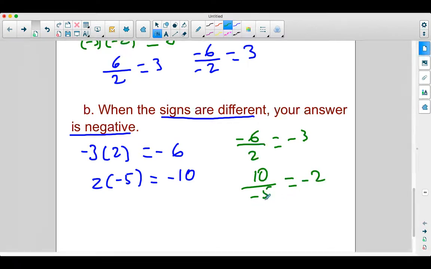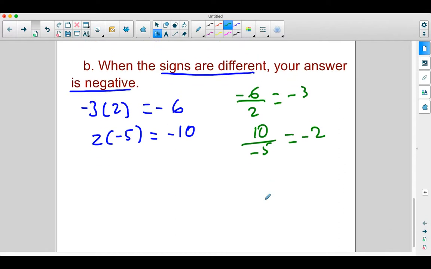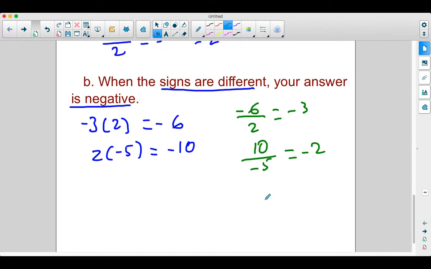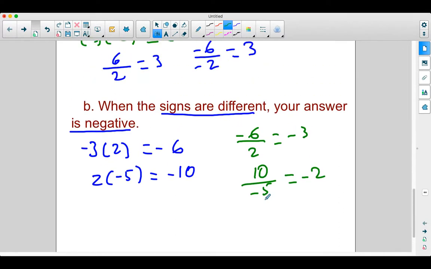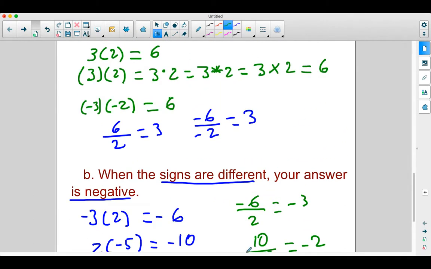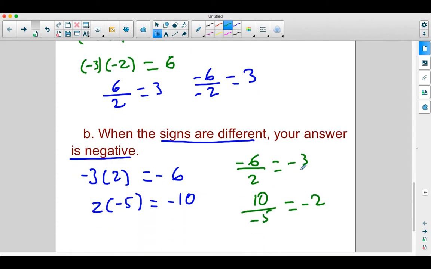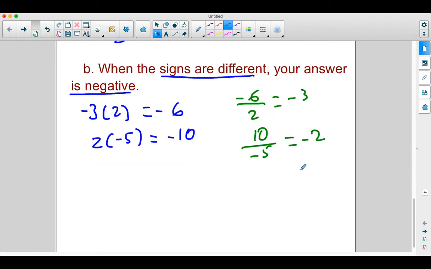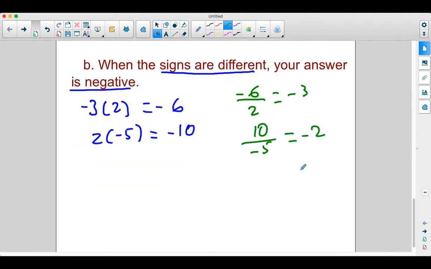And that's actually all there is to know about the rule of sign for multiplication and division. Same sign, your answer is positive. Different signs, your answer is negative. That's all there is to know. Just make sure that we are talking here about a pair of numbers.